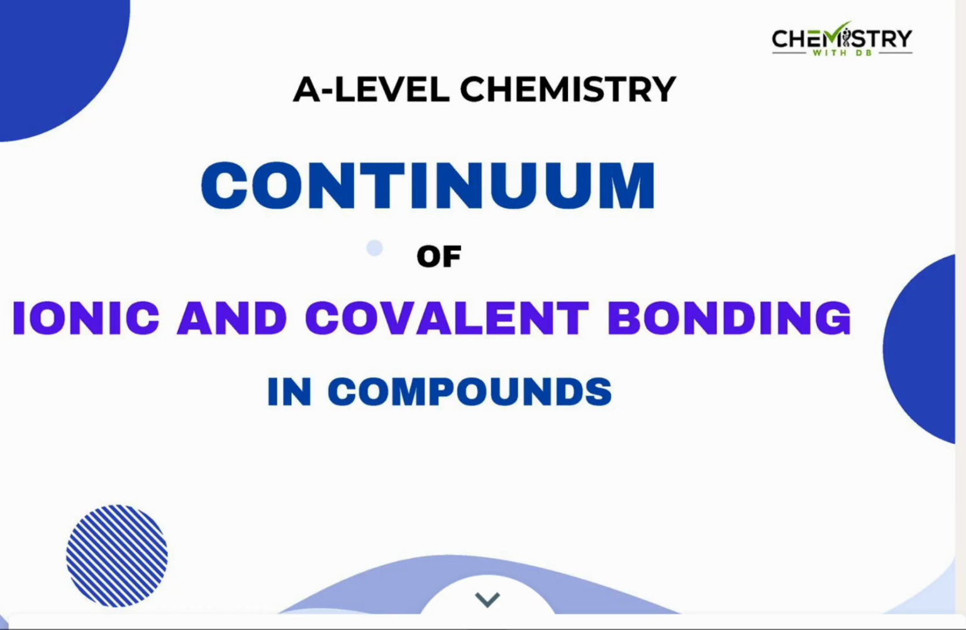So in this video I am going to talk about a continuum of ionic and covalent bonding in various compounds. Now at A levels we are supposed to be able to understand that ionic and covalent, it's not like these are just the two extremes. You can consider these as black and white, but all compounds cannot be either ionic or covalent because there are all sorts of shades of gray in between. So that's what I am going to explain through this video.